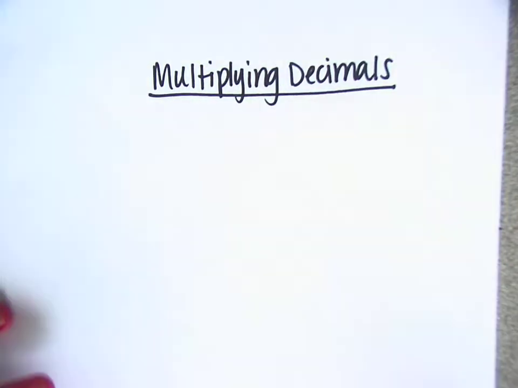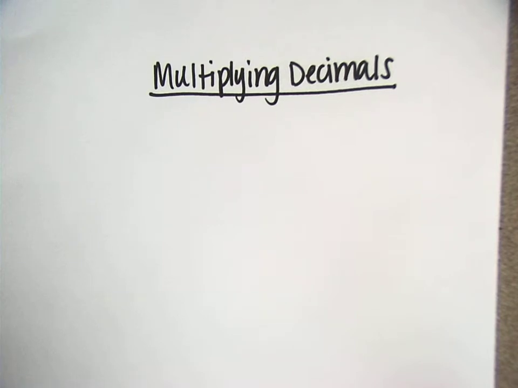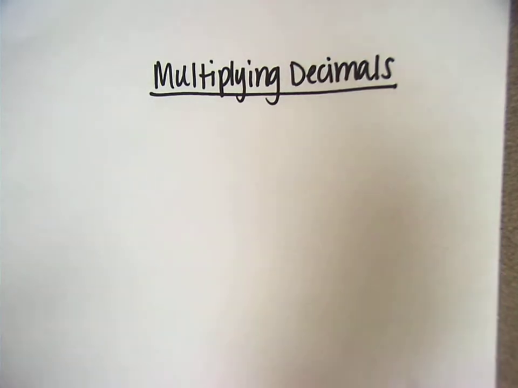All right, now let's look at doing some equations where we're going to be multiplying decimals. Just like with normal integers, we're still going to follow the same rules: if both of our numbers are the same sign, then our answer is going to be positive. If both of our numbers have different signs, then our answer is going to be negative.